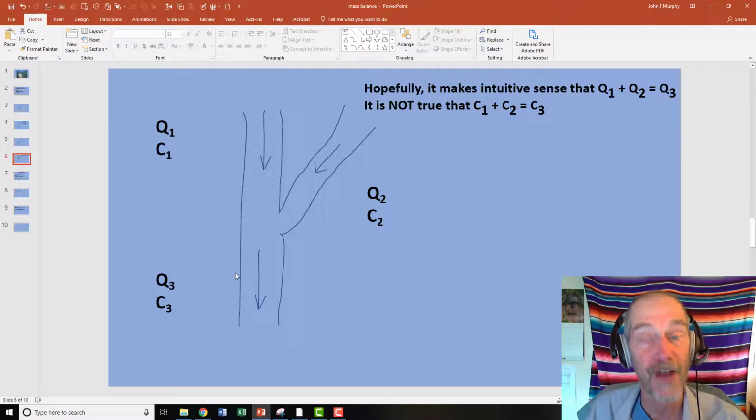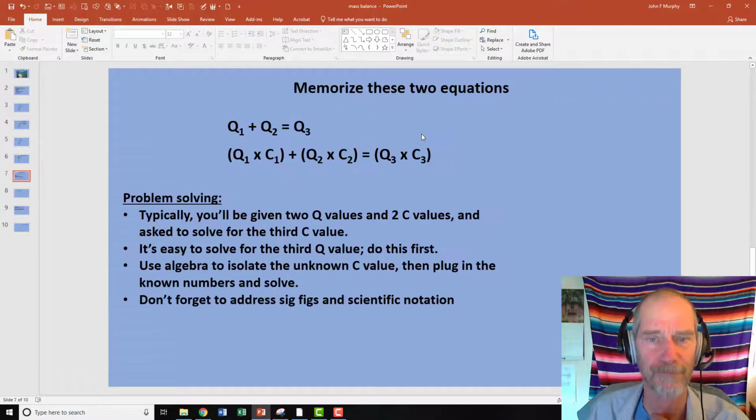However, it is not true that the concentration here plus the concentration here equals the concentration here. I'm not going to take the time to explain why that is, but if you substitute some imaginary values and make this like the Mississippi River, and this a tiny trickle, and this a low concentration, and this a high concentration, you'll get an absurd answer if you make that assumption that C1 plus C2 equals C3. So this bit is important to solving mass balance problems, which will come up in a second, you'll see.